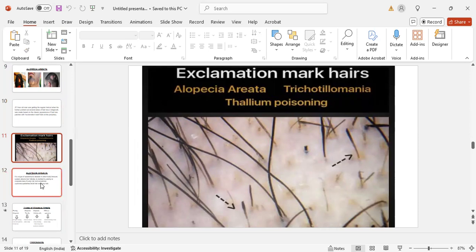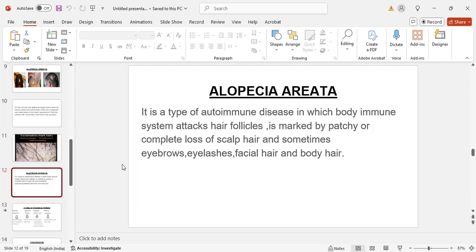Yes, ma'am. What is alopecia areata? What is the definition? It is an autoimmune disease in which the body's immune system attacks the hair follicle. Like I previously told you, it is an autoimmune disease, and it may present as patchy hair loss, or a complete loss of scalp hair, or sometimes loss of eyebrows, eyelashes, facial hair, and body hair. It can present in many different patterns of hair loss. You have to identify what type of alopecia it is.